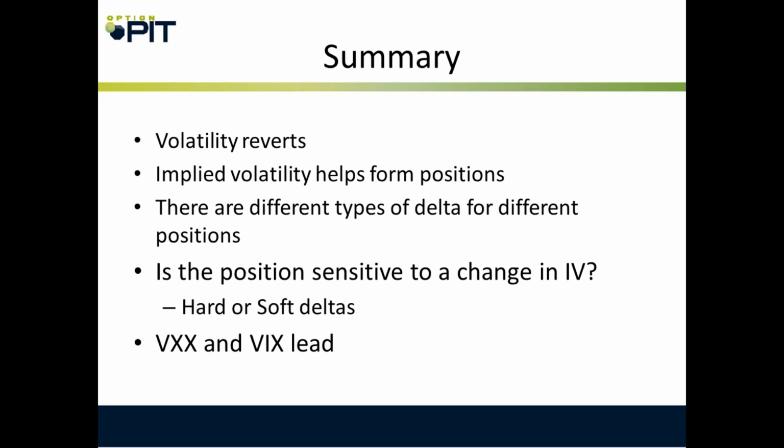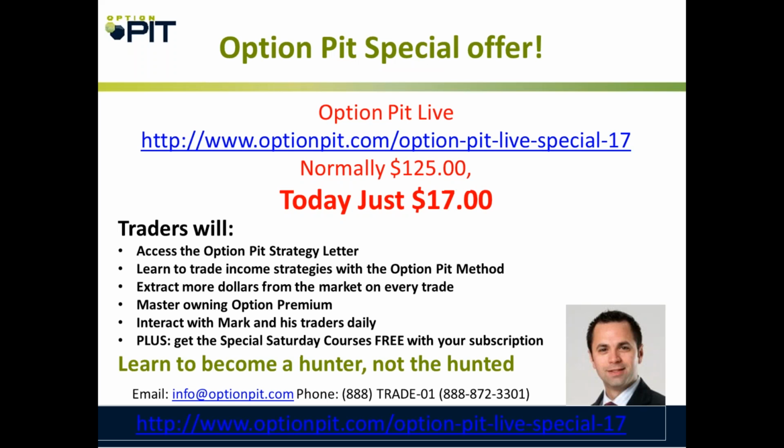So, in summary, vol reverts. Implied volatility helps form positions. There are different types of delta. Yeah, VXX is the leading indicator. Not all the time, but most of the time. If you add that into your general day trading, you will see a benefit, is kind of my point. VXX and VIX tend to lead. VIX futures is even better.